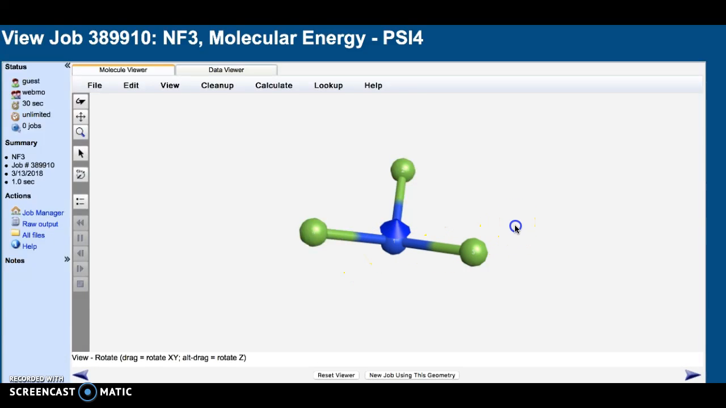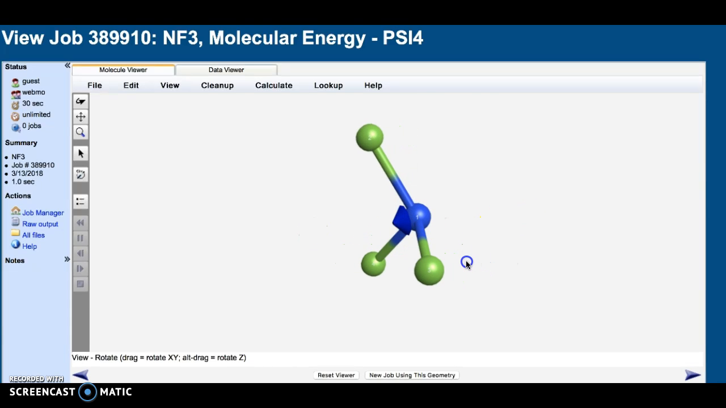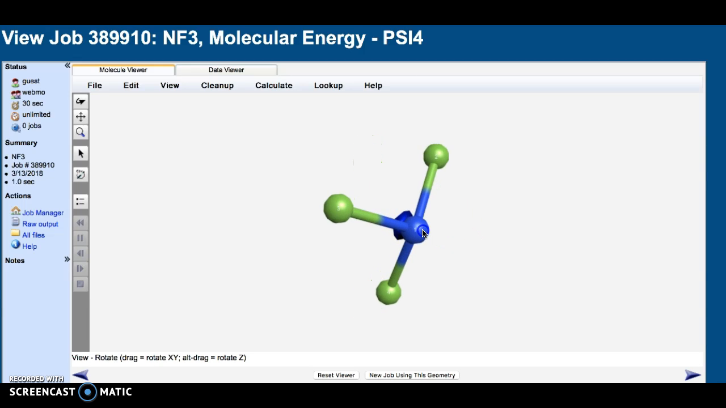The molecule I chose is nitrogen trifluoride. This is the nitrogen. These are the three fluorides. The molecular geometry is trigonal pyramidal, and the geometric arrangement is tetrahedral.